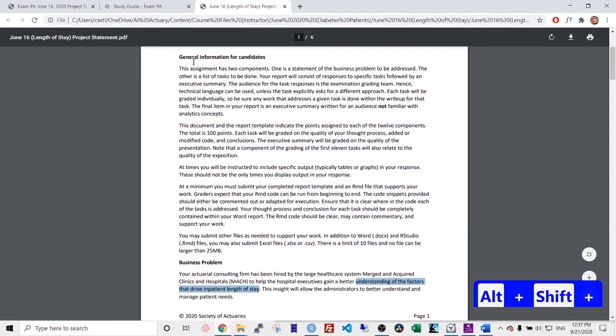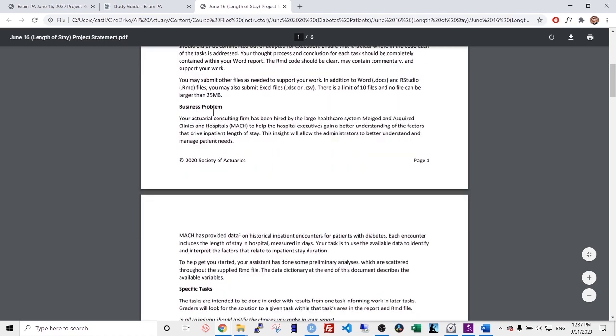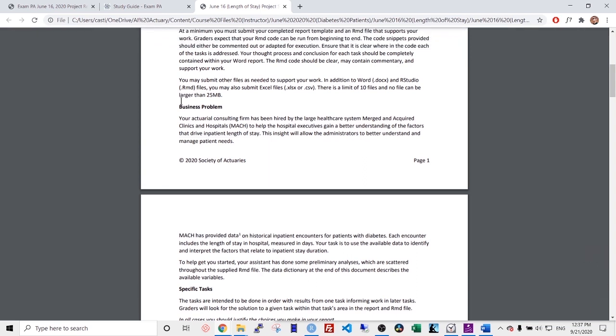I will skip over the general information for candidates because this has been the same on all of the exams. The business problem. Your actuarial consulting firm has been hired by the large healthcare system, Merged and Acquired Clinics and Hospitals, MAC, to help the hospital executives gain a better understanding of the factors that drive inpatient length of stay. This insight will allow the administrators to better understand and manage their patients. So the key point here is that they're looking for insights rather than a powerful predictive model. So when you think about the model decisions or variable transformations, keep in mind that you'll have to be able to explain everything that you do at the end.